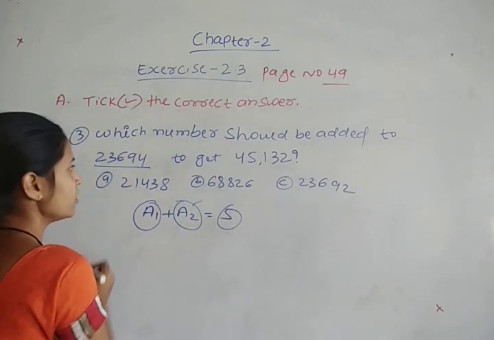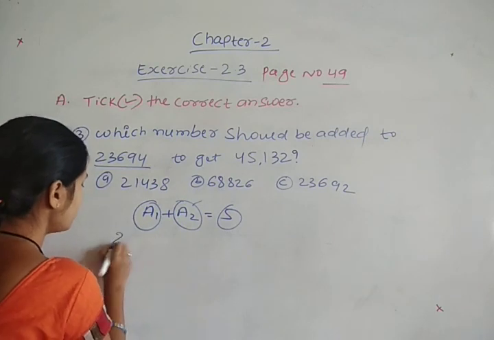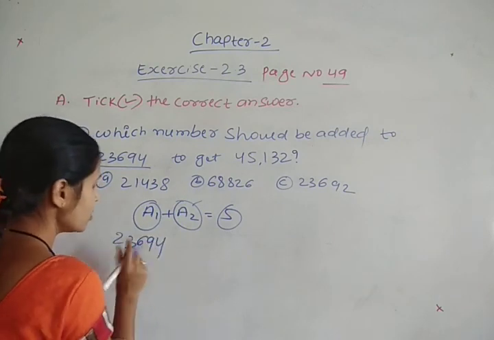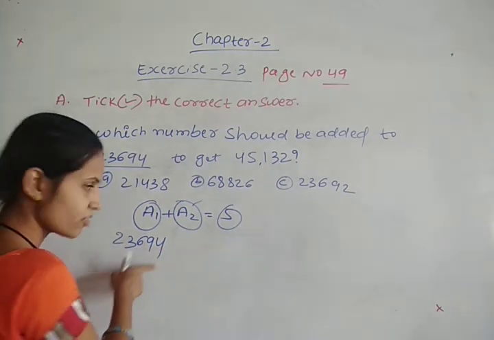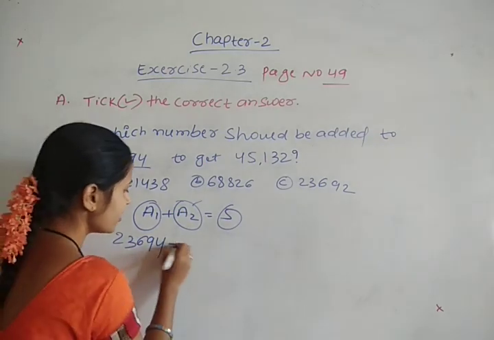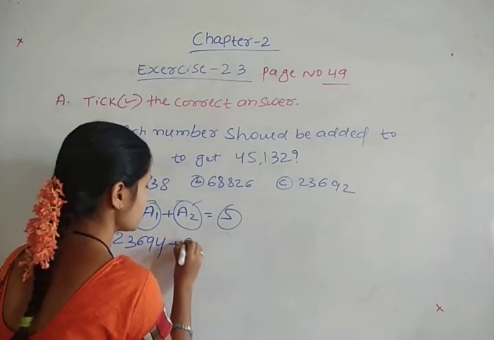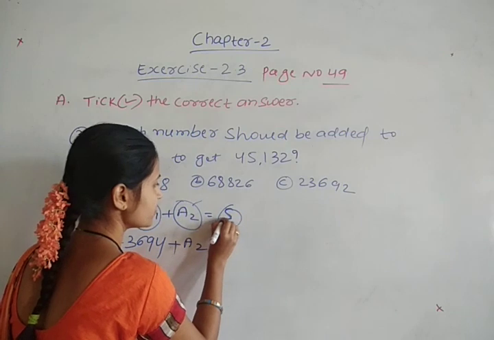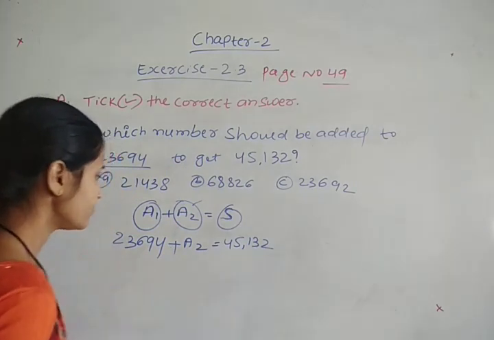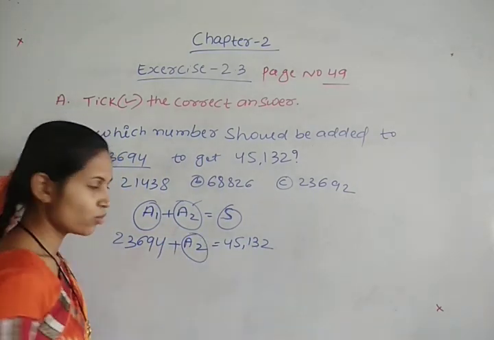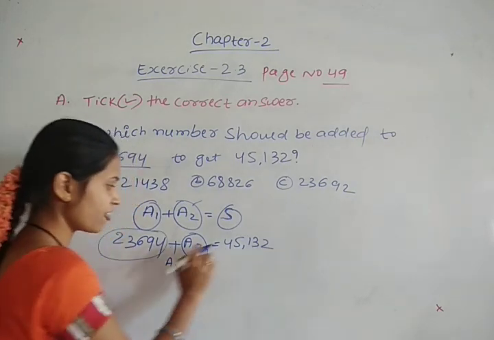So for that, what I will do is, in place of a1 I will write 23,694, the first addend. a1 means first addend, and in place of a2 I will write a2 as it is. We know the sum, and the sum they have given is 45,132. Now we need to find this a2 value. For that I will subtract this a1 value from the sum, then I will get the a2 value.